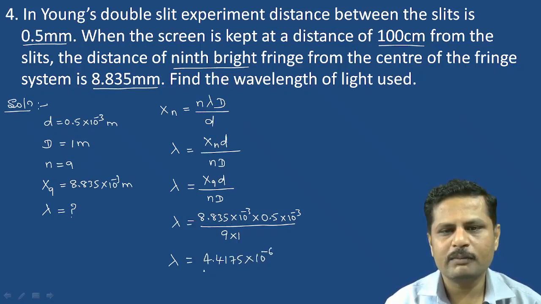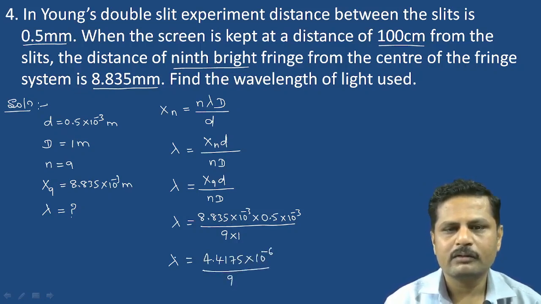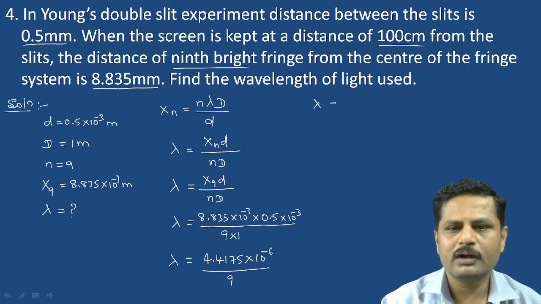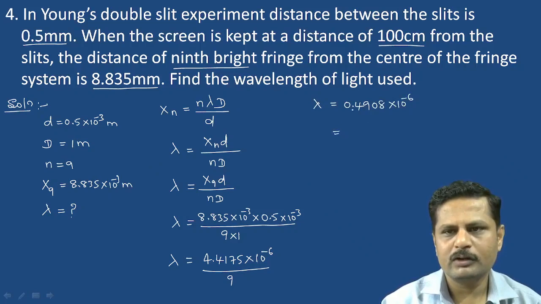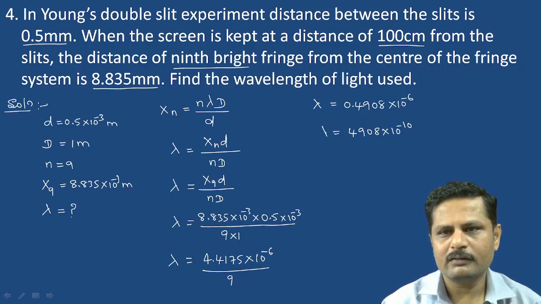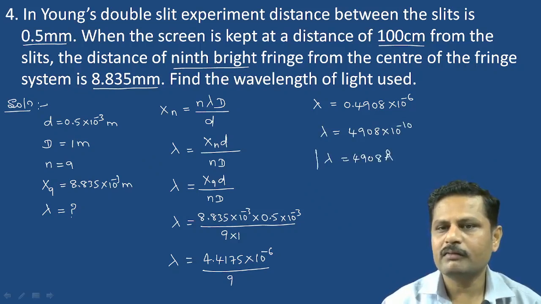10 raised to minus 3 will become 10 to the power of minus 6 divided by 9. Now lambda equals, calculating, we get lambda equals 0.4908 into 10 raised to minus 6. Now let me move the decimal point, so we get 4908 into 10 raised to minus 10. That is lambda equals 4908 angstrom. Okay, this is the wavelength of the light used in this experiment.